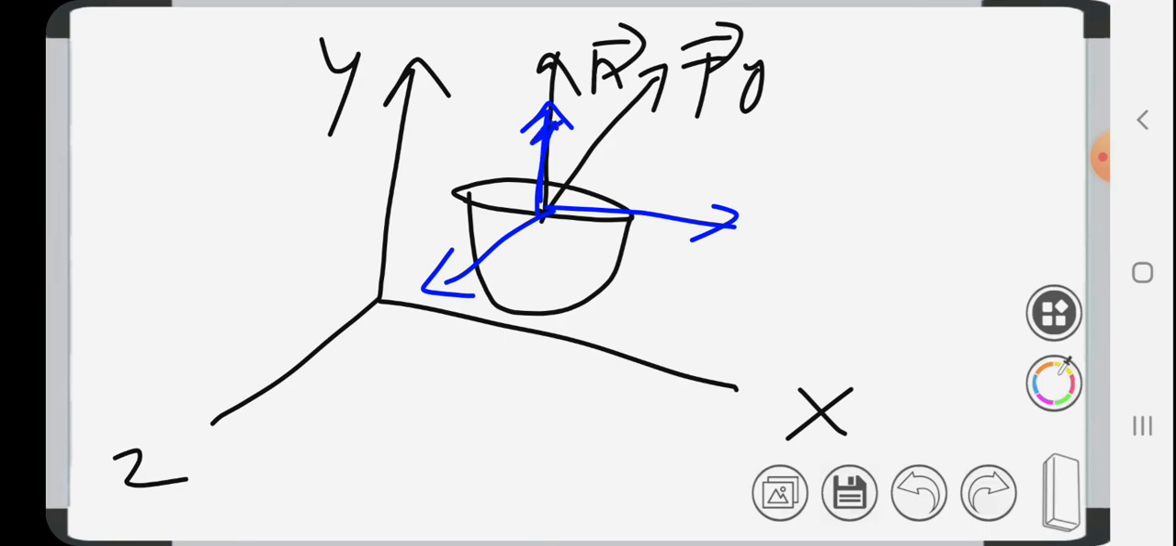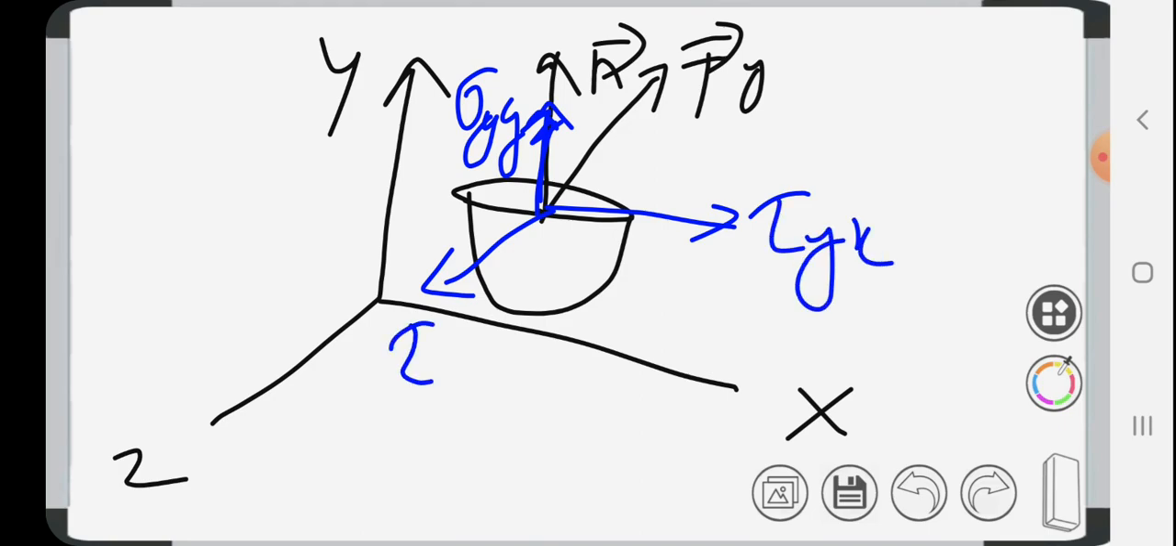So what will be this component? Since this component is parallel to the n vector, this will be sigma itself, the normal component, denoted by sigma y, because it is acting on the y plane in the y direction. This is tau acting on the y plane in the x direction. This is tau acting on the y plane in the z direction.